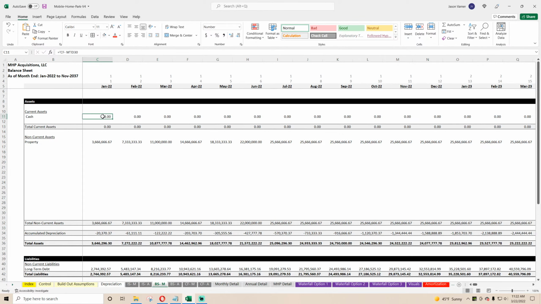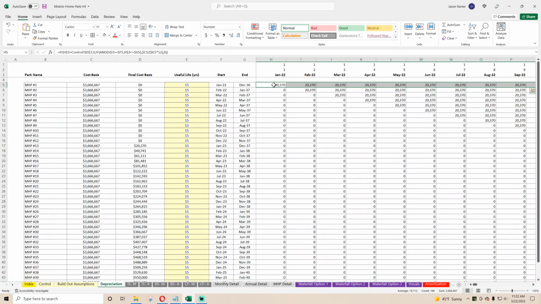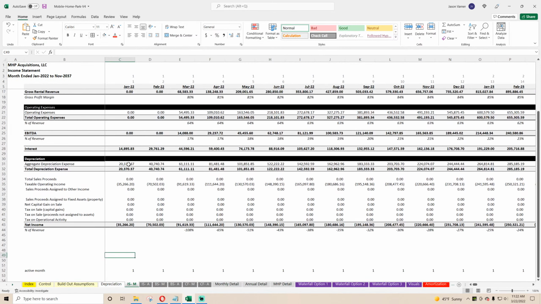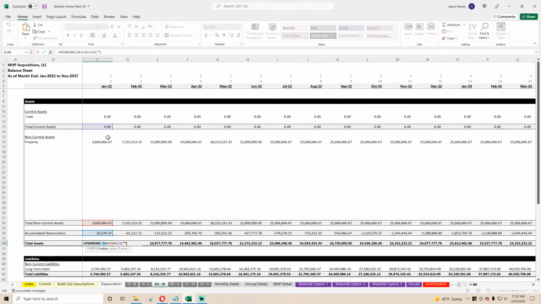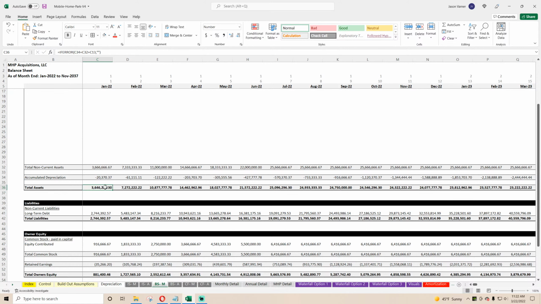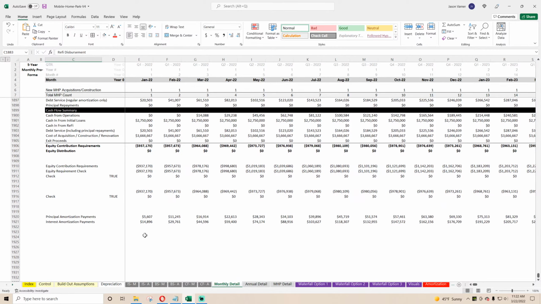So what has happened? We have basically no cash. We've put all the cash into the properties. We borrowed just enough money to do that. This is the value of what we bought. It's got some depreciation happening for the first month, right? Income statement, depreciation. So our total assets would be cash, that, and this. Long-term debt, 2,744, which is just the amount we borrowed.